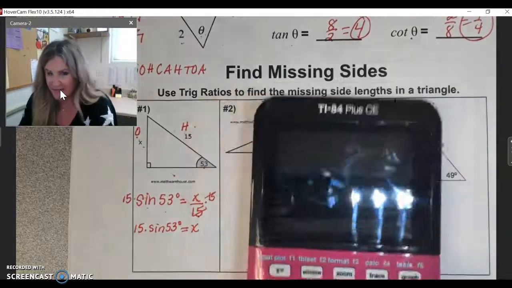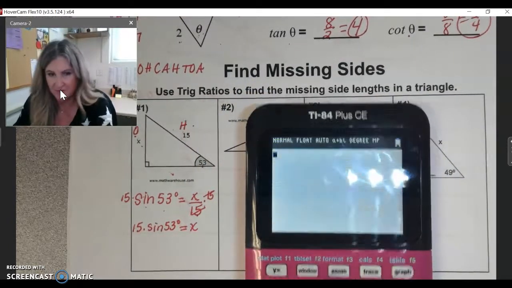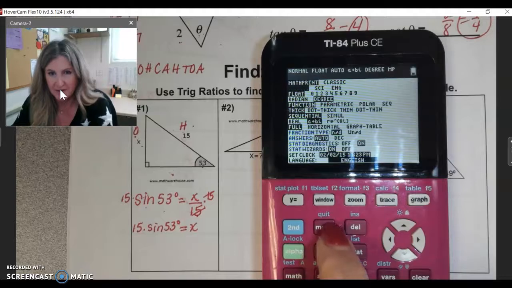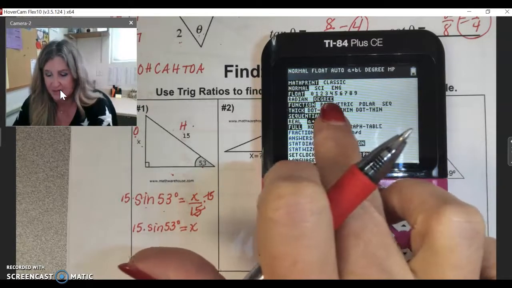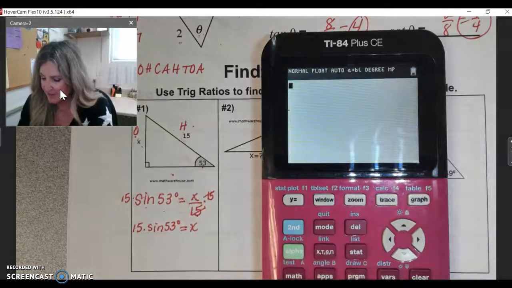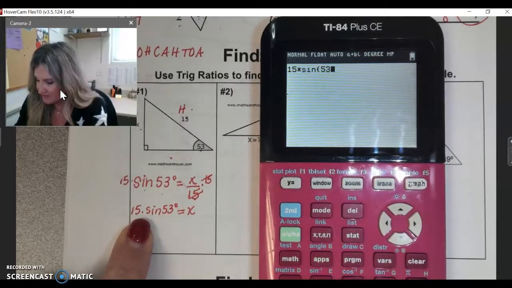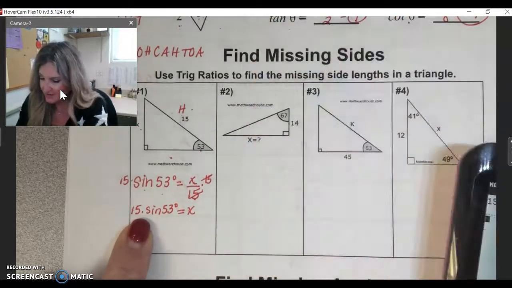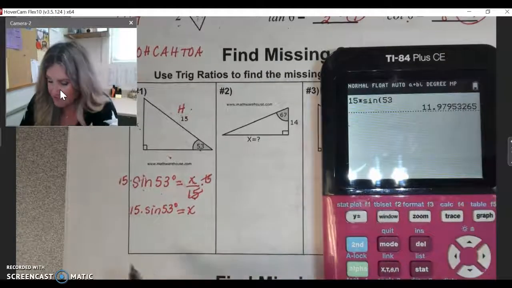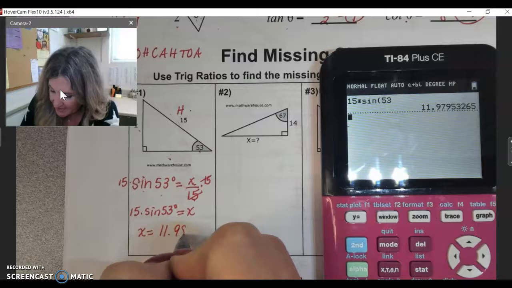So I can do that on my calculator. If you have a calculator like this, the first thing you want to do is go under the mode, which is here, and you want to check and make sure that degrees is highlighted. And our degrees is highlighted, so we're good. So to find x, we're going to do 15 times the sine of 53. And we get 11.98. Doesn't say what to round to. We'll just go to the hundredths. So x then is going to be 11.98.